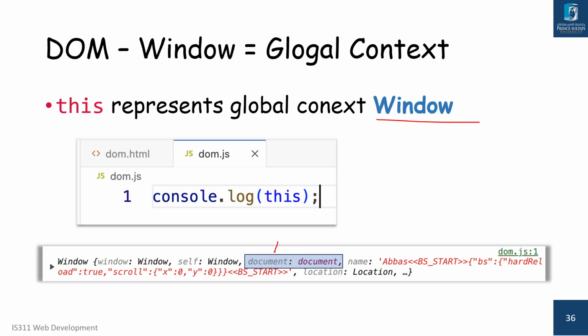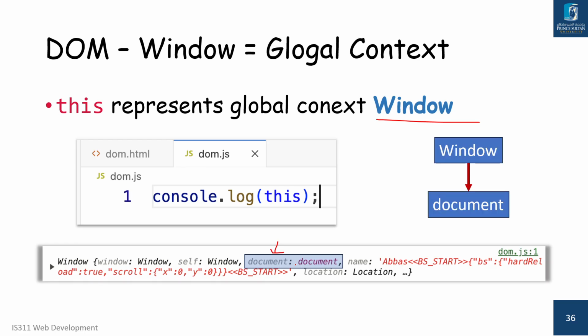But we are more concerned with this document, because we want to access different elements which exist inside our document, and then change them dynamically when the user interacts with our HTML page. That makes our page more responsive to the actions of the users.